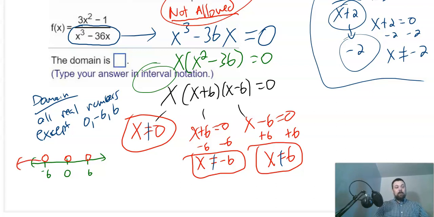So I'm shading in all the numbers to the left of negative 6, between negative 6 and 0, between 0 and 6, and then all the numbers to the right of 6, right? Shade everything else in, and just have open circles above the numbers that you're wanting to skip over.